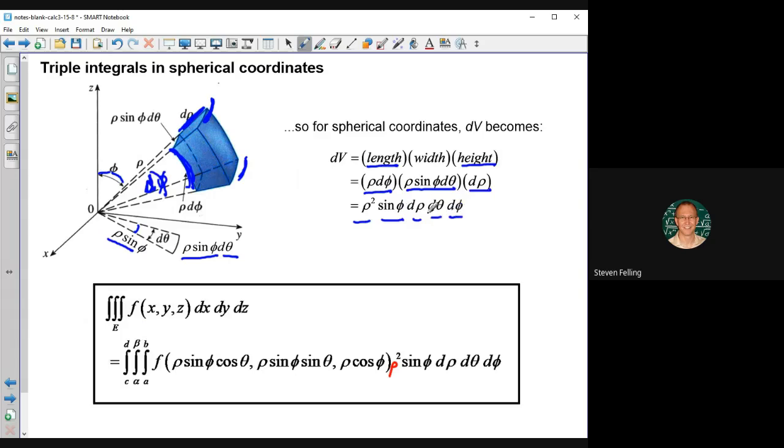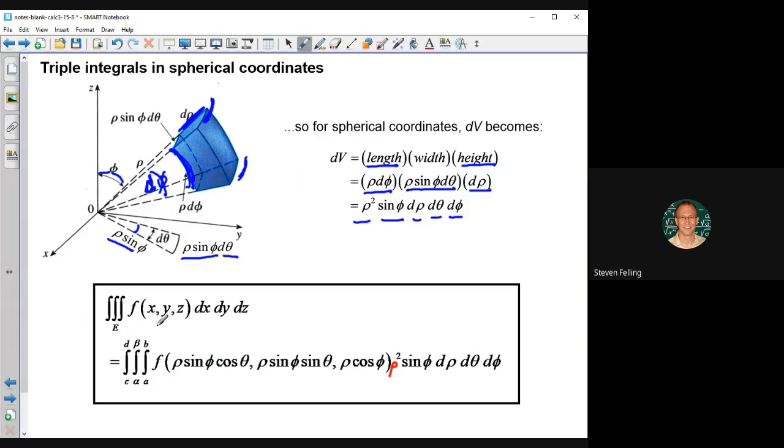There's actually a typo in the notes that were published. If you're going to compute a volume where the integrand is 1, or sum up something over this volume, such as a function of x, y, z, then the volume element has to change, since this one is missing a rho. It's rho squared sine phi d rho d phi d theta, or d theta d phi.